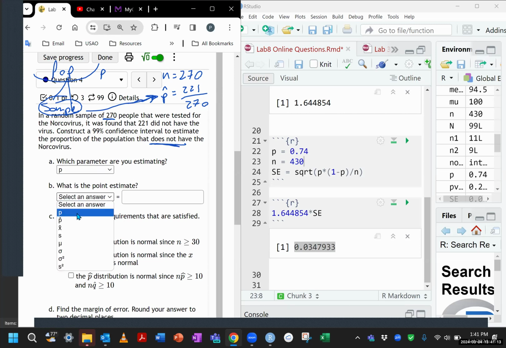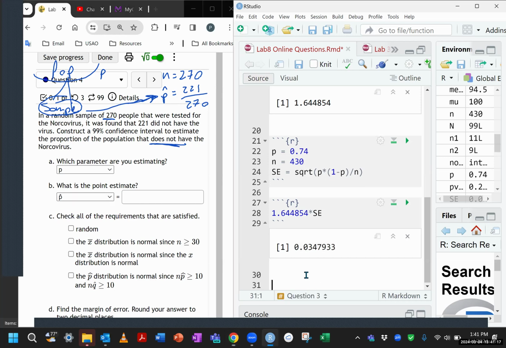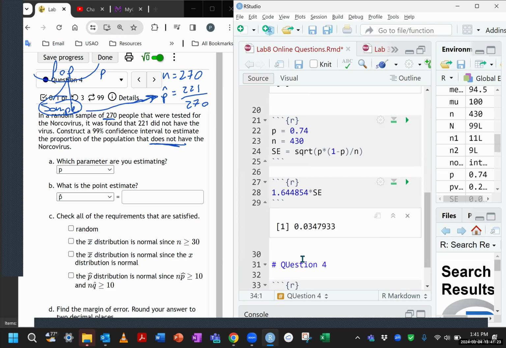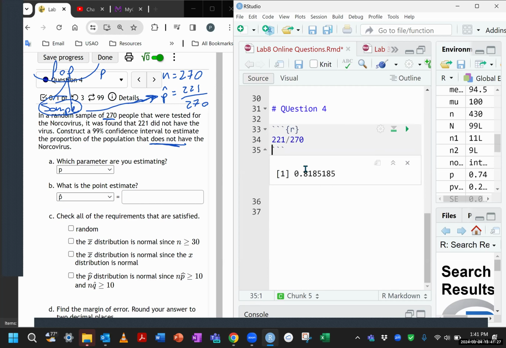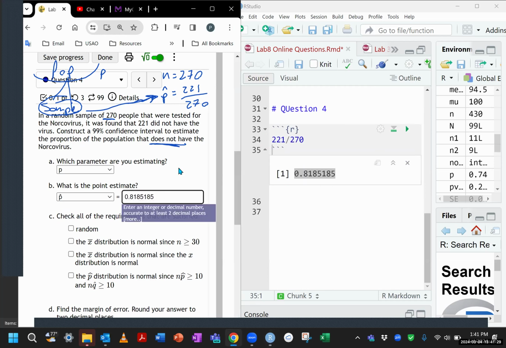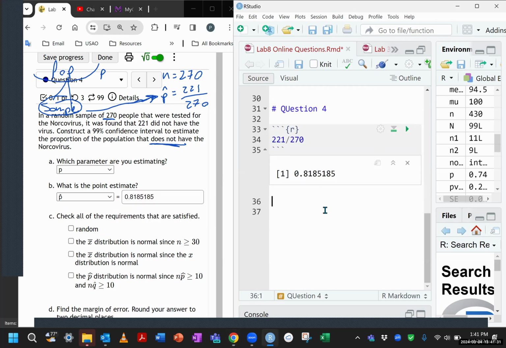The point estimate is always called p hat, and that's that value of 221 over 270. So this is question 4. 221 divided by 270. So I will just copy paste that in there. That's my point estimate. So now let's check our conditions.